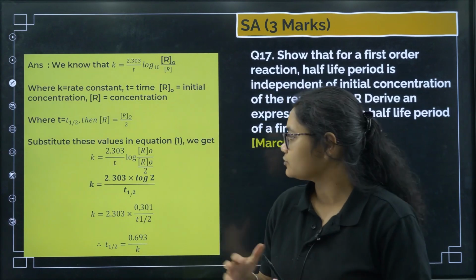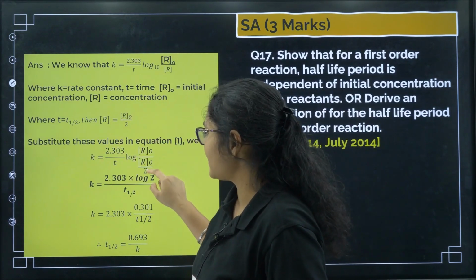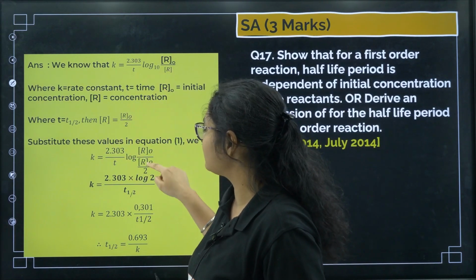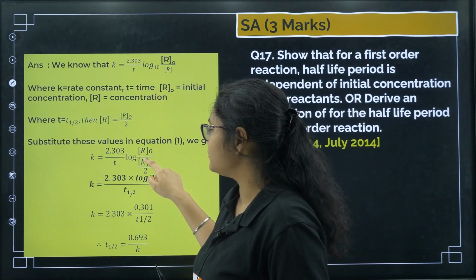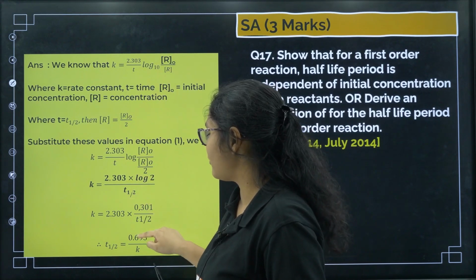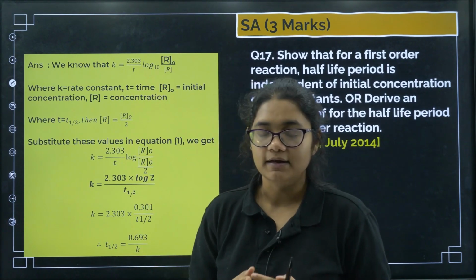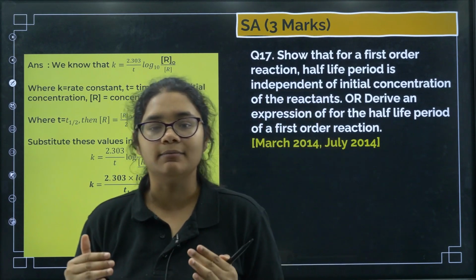Next, question number 17: similarly, you have to show the half-life period for a first order reaction. This is your equation for first order, and R value will be R naught by 2, and this one will become 0.693 by K. T half will be 0.693 by K.